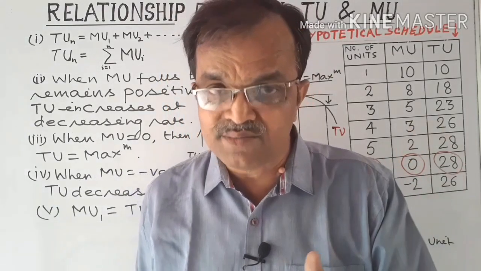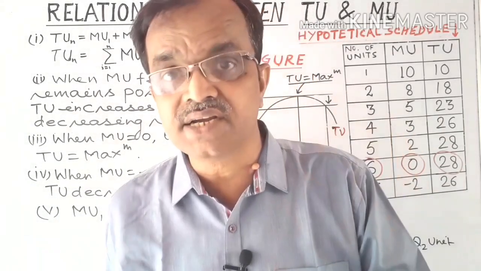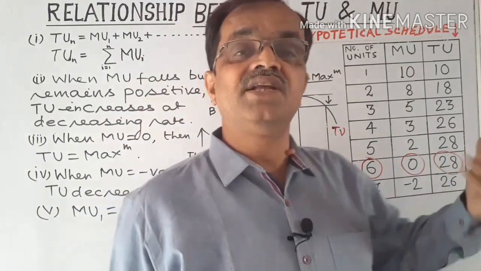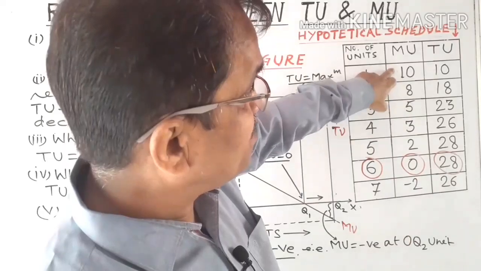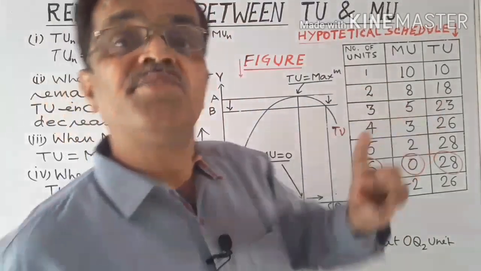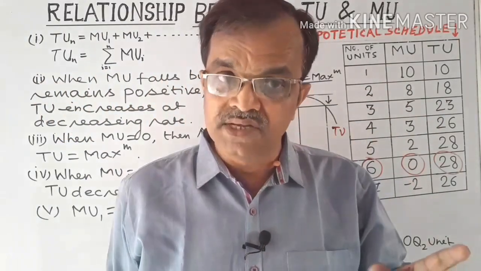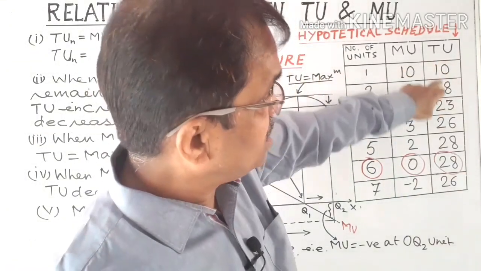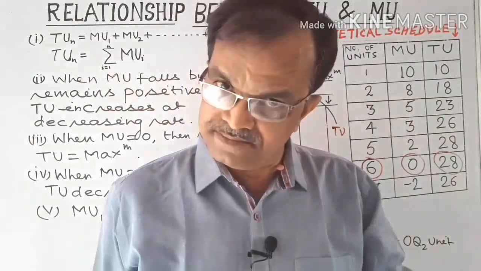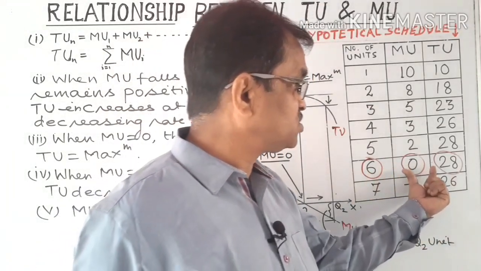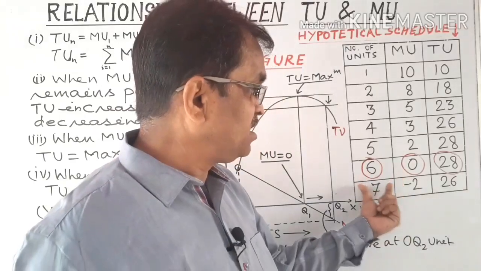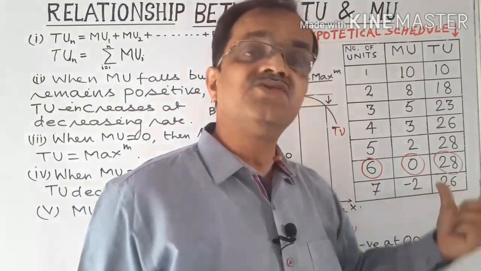मतलब उस पॉइंट के बाद मार्जिनल नेगेटिव हो जाएगा और टोटल सेटिस्फैक्शन घटेगा. मतलब रिलेशनशिप हमारा क्या आया कि जब मार्जिनल यूटिलिटी फॉल करेगा बट स्टिल इट इज रिमेनिंग पॉजिटिव, when marginal utility falls but remains positive, total increases at a decreasing rate. When marginal utility reaches 0, then total is at its maximum, and when marginal becomes negative, total utility decreases.